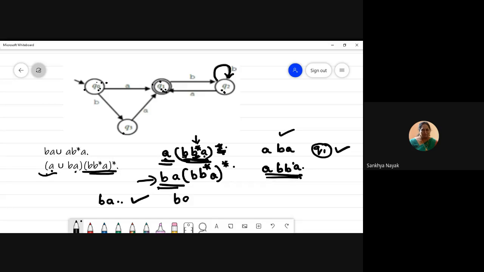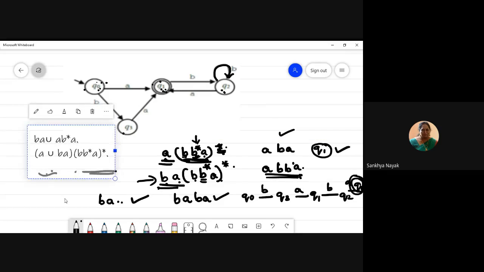Next minimum string is BA. Why? Because this is star, this BA followed by this BA. So will it be accepted? So from Q0 on B I come to Q3, on A I go to Q1, on B I go to Q2, and again on A I come to Q1, and Q1 is final. So this is also accepted.